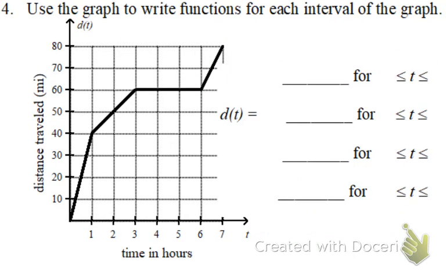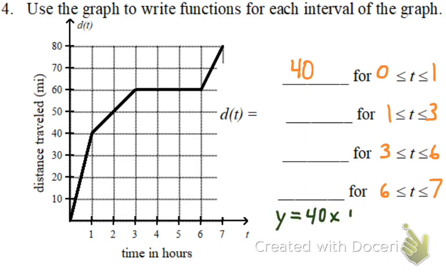First of all, you can fill in your time intervals. We're going from 0 to 1, from 1 to 3, from 3 to 6, and from 6 to 7. For the first piece of the graph, your rise is 40, your run is 1, so your slope is 40, and so we can write y equals 40x plus 0, because it crosses the y-axis at 0. If we change it to d of t, we'll have d of t equals 40t. Again, because we're able to see that y-intercept, we can use slope-intercept.